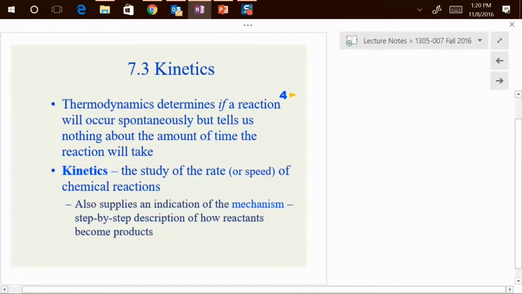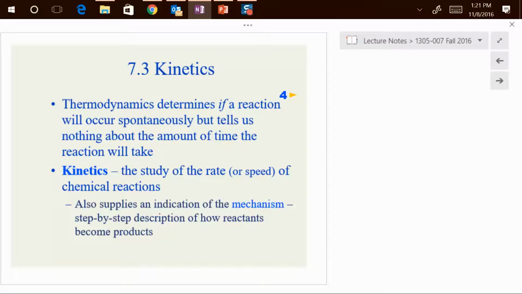Okay, so we'll do a few practice problems on that next time, on calculating the energy associated with chemical reactions. So now we're going to move into kinetics. So kinetics is a study of the rate or speed of chemical reactions. How fast does your chemical reaction go?